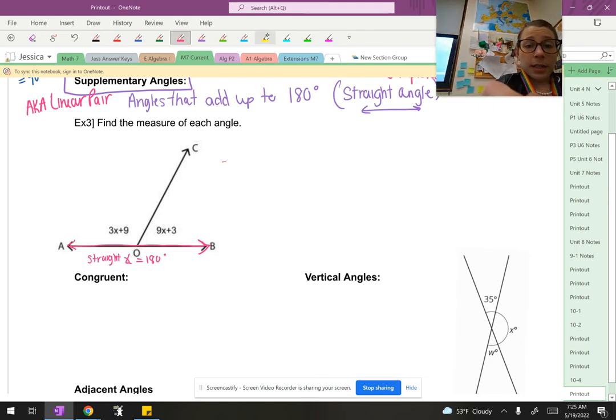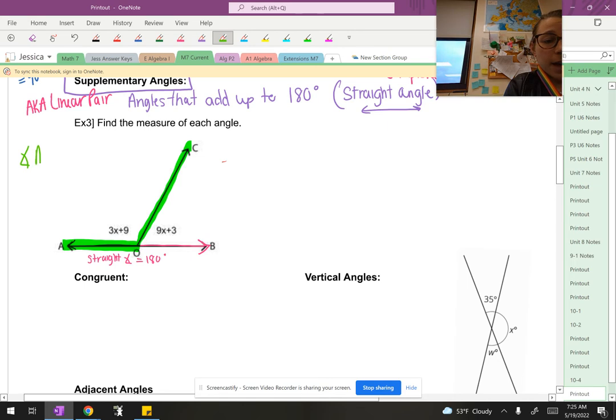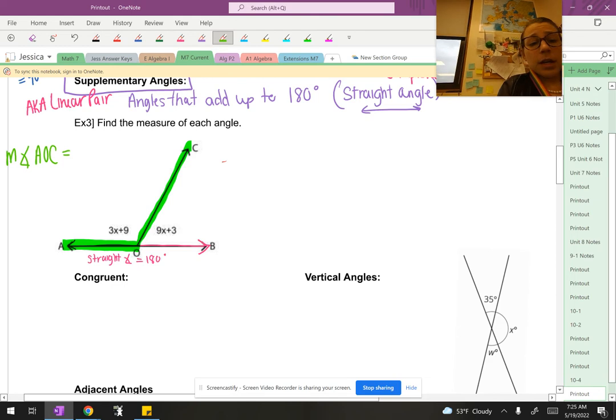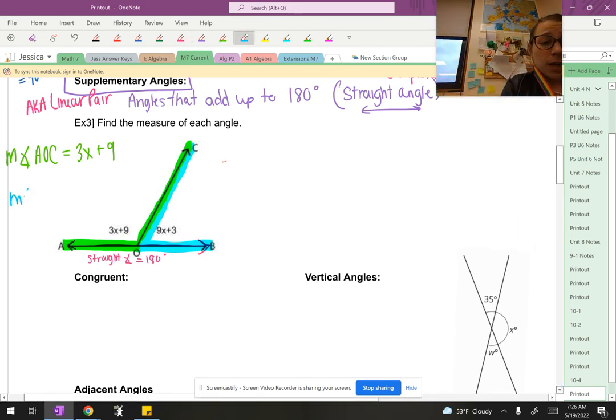So what this is saying here, and I'm going to look at this one in green, is angle AOC, well technically the measure of angle AOC, is equal to 3x plus 9. I can't find the measure of that angle because I don't know what x is. And then on the other side over here, we have angle BOC, and the measure of angle BOC is 9x plus 3.